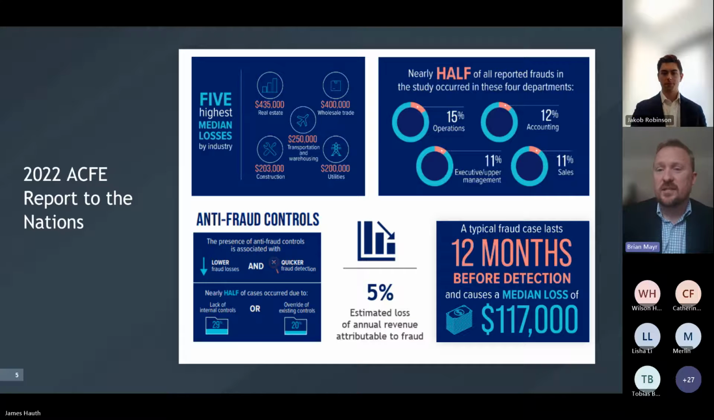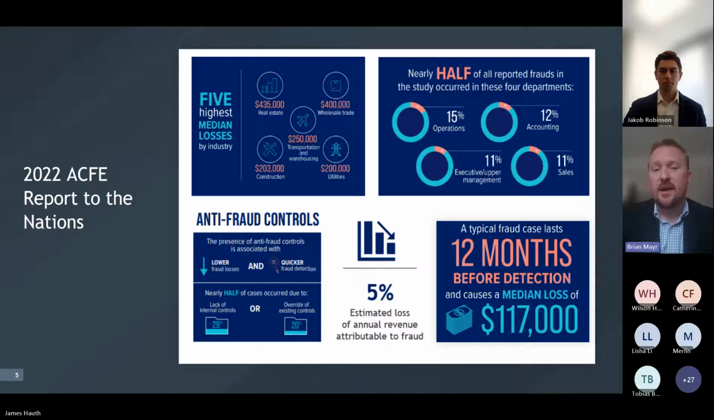In the top right-hand corner, there are statistics about which departments half of all reported frauds occurred in, right? You're seeing a mixture between operations, accounting, executive and upper management, and sales making up that half. Anti-fraud controls are really important, a piece that we'll get into later. You see the ACFE pointing to how having controls in place in fact reduces the risk of fraud and also allows for quicker fraud detection. At the end of the day, more controls in place, you have to balance, right? What can your company afford in terms of budget for anti-fraud related controls?